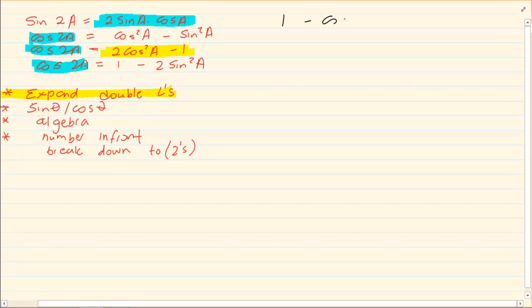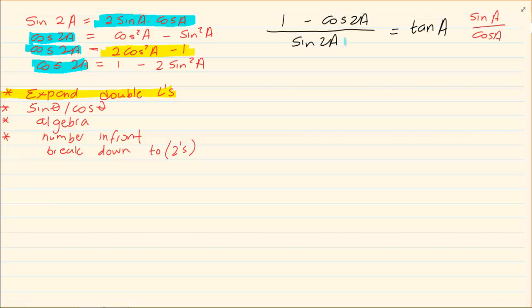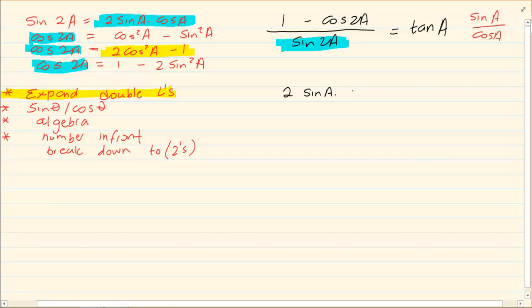1 minus cos 2A all over sin 2A is equal to tan A. We know that tan A is equal to sin over cos. Now, if we're expanding, it's always easy to expand sin 2A because there's only one choice. So we have 2 sin A cos A for the denominator.